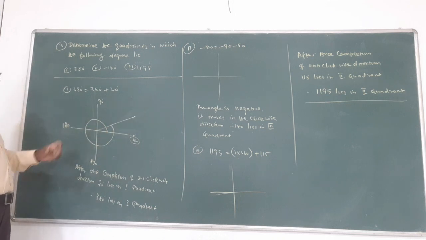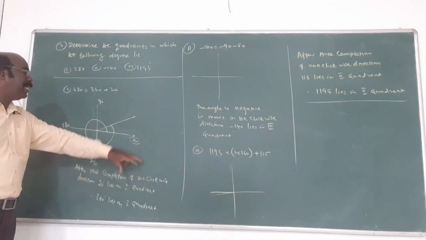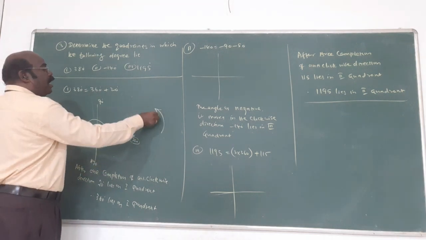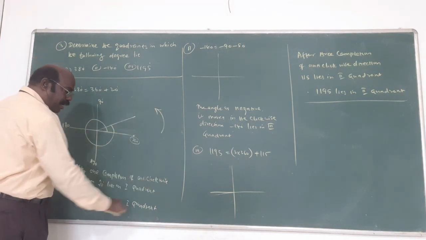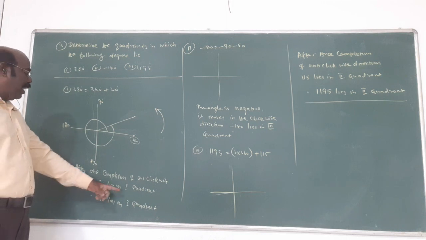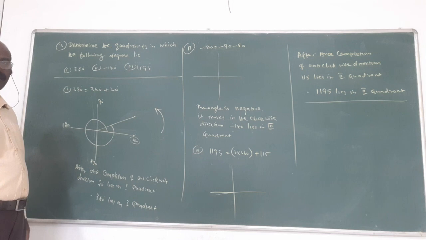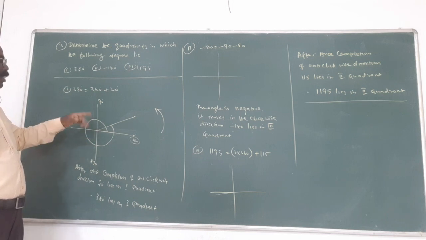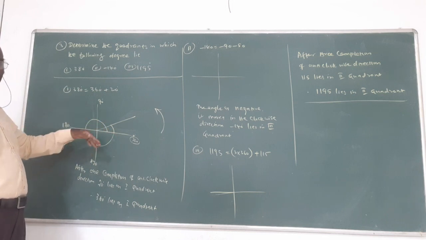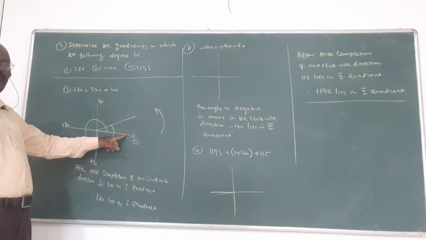One complete rotation. After one completion of anti-clockwise rotation, what is this called? Anti-clockwise. This is called clockwise. That is 120 lies on the first quadrant, therefore 3 lies on the first quadrant. More than 360 means what? This is one completion, one rotation. 0 to 360 is called one completion.